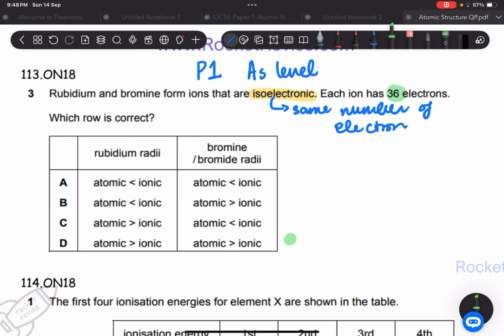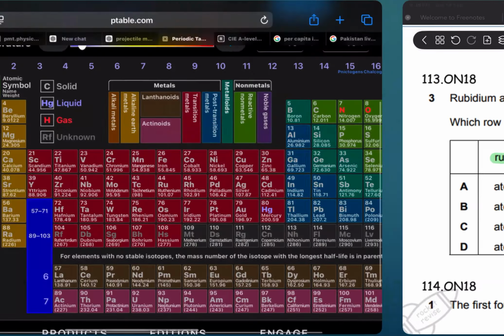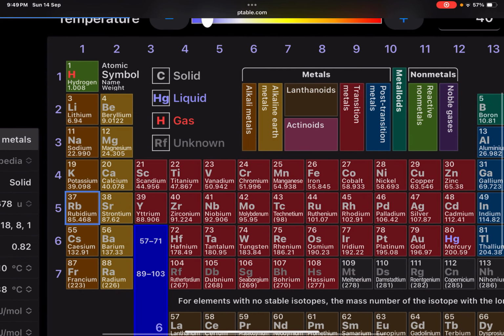Which is correct? Rubidium radii and bromine or bromide radii. Because obviously when it forms an ion, it's not going to be bromine, it's going to become a bromide ion. And now we have to tell the difference in the atomic radius and their ionic radius. For that, we need to consult the periodic table. Let's do it for rubidium first. In the periodic table, this is rubidium.